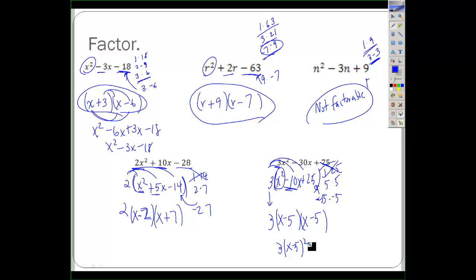Okay, and that goes for any two numbers when you multiply them. 3 times 3, that's the same as 3 squared. X times x, that's the same as x squared. X minus 1 times x minus 1, same idea. X minus 1 squared. In this case, it would just happen to be an x minus 5.